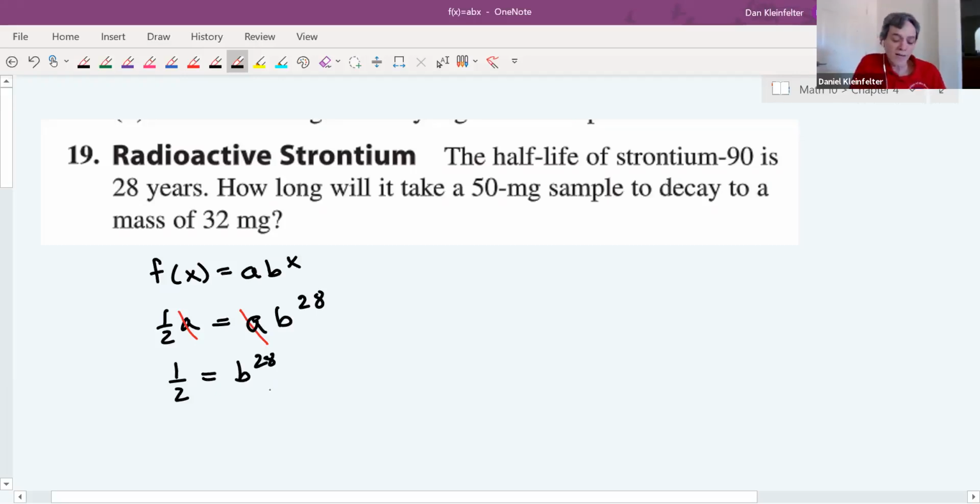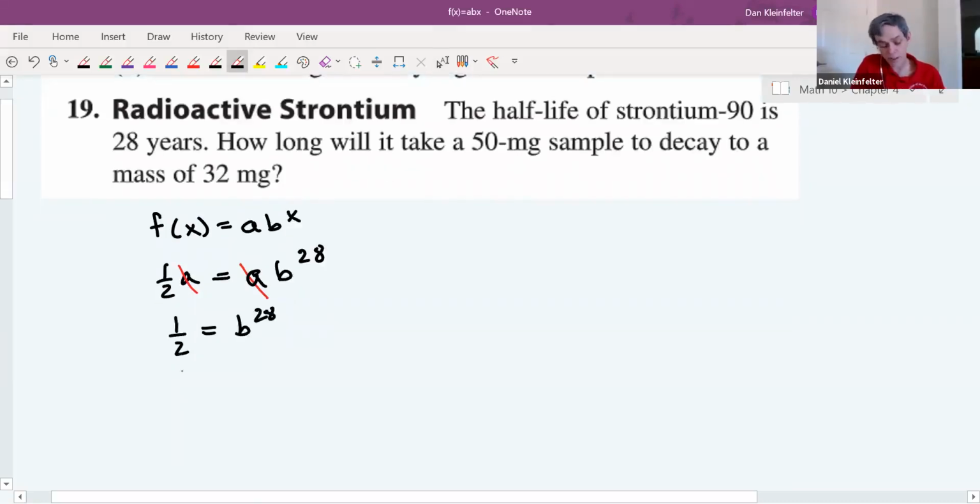This time is kind of interesting because our unknown, our variable, is in the base, not the exponent. So we don't really need to do logarithms here, although we could. We could take the 28th root of both sides. That's probably going to be easiest. So let's do that. Maybe we can do this in two ways. That'll be fun. So we're going to take the 28th root of both sides. We'll take 1/2, which is equal to b to the 28th power, and we're going to raise it to the 1/28 power.